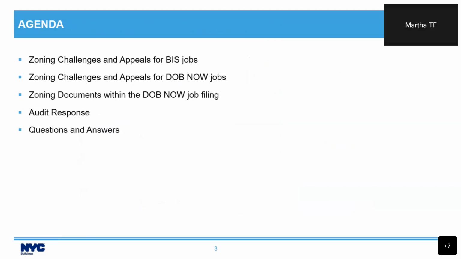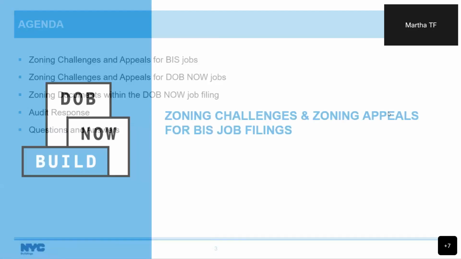Today we're going to talk about zoning challenges and appeals and how they're going to work for BIS jobs and how they're going to work for DOB NOW jobs. We'll talk about zoning documents within the DOB NOW job filing, and then we'll talk about what happens if a challenge or an appeal is approved and an audit response is required. And then, as we said, we'll have time for questions and answers at the end.